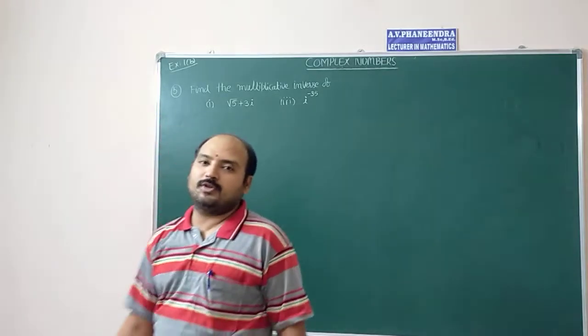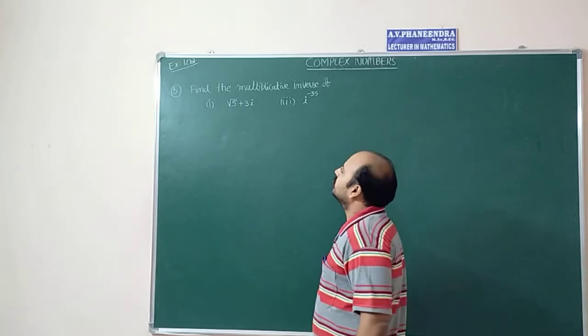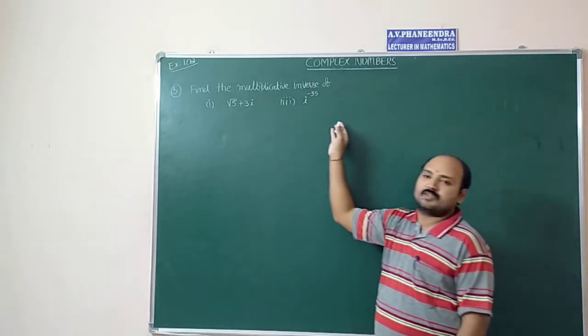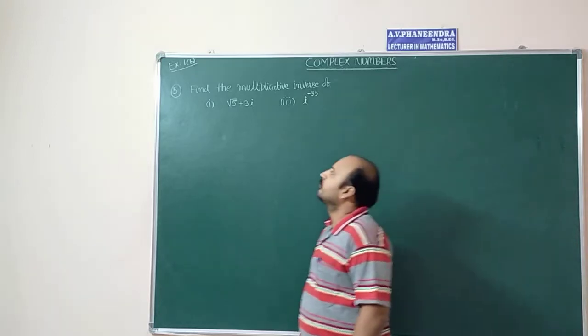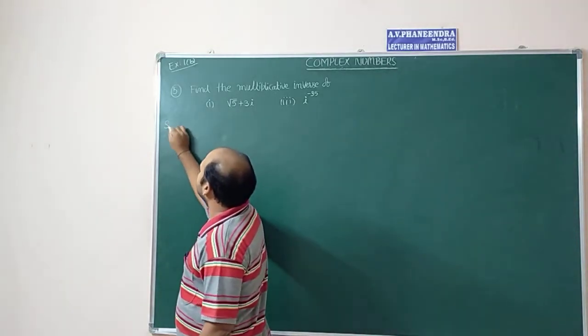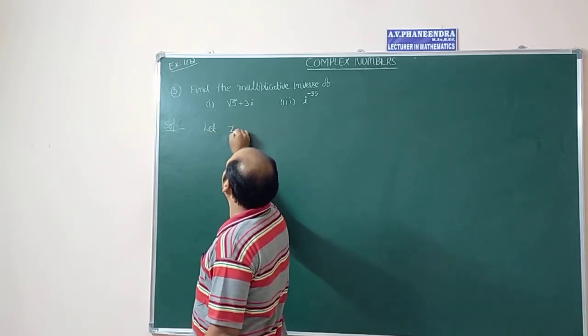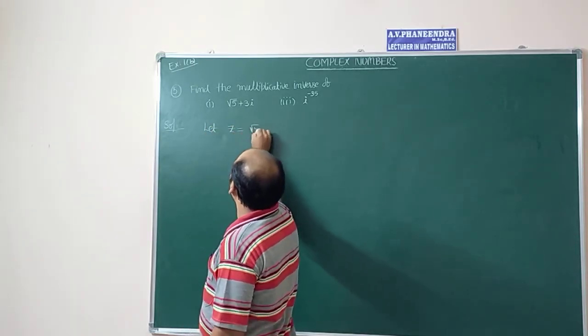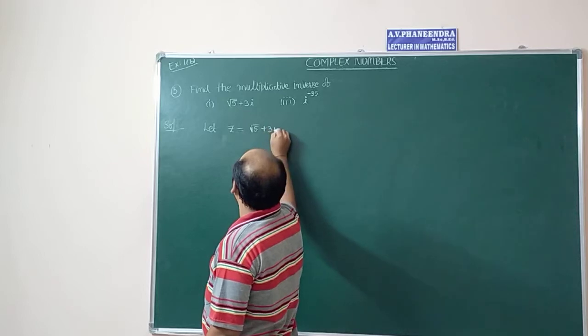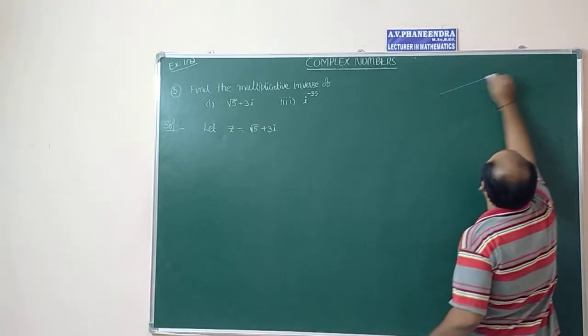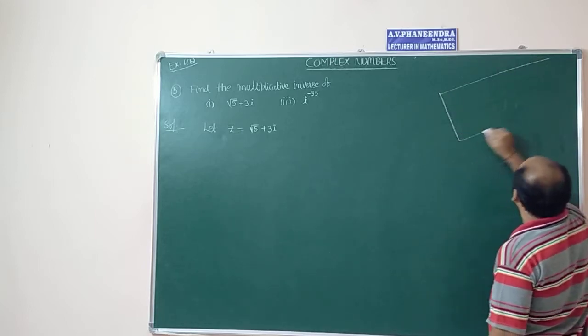The next question in this session is the last question. Find the multiplicative inverse of these complex numbers. The first question in this: let z is equal to root 5 plus 3i. I already wrote the formula in the previous.